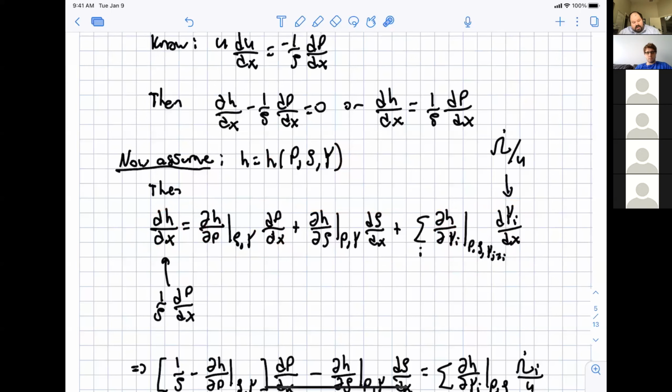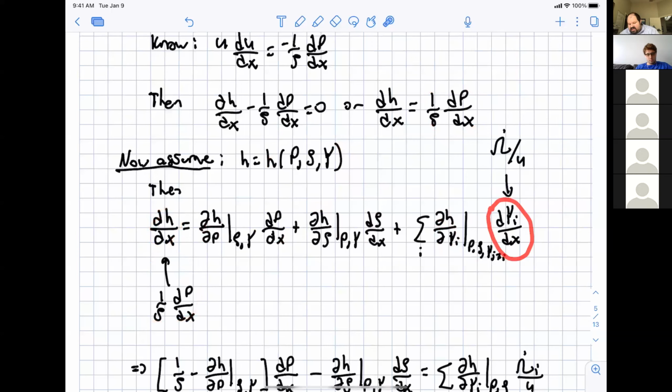So what we want here is to get rid of dh/dx. Well, we know, based just on the governing equations, with no equation of state things, that dh/dx is nothing more than 1/ρ times dp/dx. So we can take that and substitute it into here.